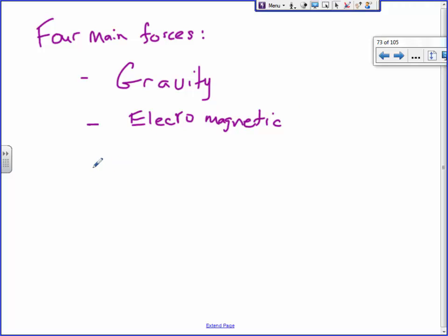Another one of the forces that you'll learn about is called the weak nuclear force. This is a force that we also cover a little bit later in Physics 30. Weak nuclear forces really refers to things like decay, fission and fusion, if you've ever heard of these words before, where we can actually cause the nucleus of an atom to, say, fuse with another atom, or the nucleus of an atom to actually break into pieces.